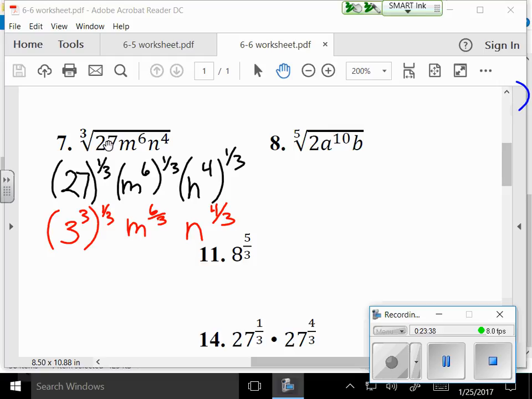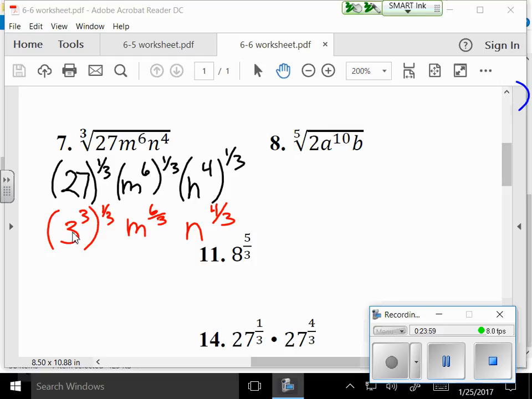As I break down the inside and start to change this into exponential form, this cube root will be rewritten as a 1/3 exponent. So the 27 will have a 1/3 exponent. n to the 6 will also have a 1/3 exponent. n to the 4th will be a 1/3 exponent.